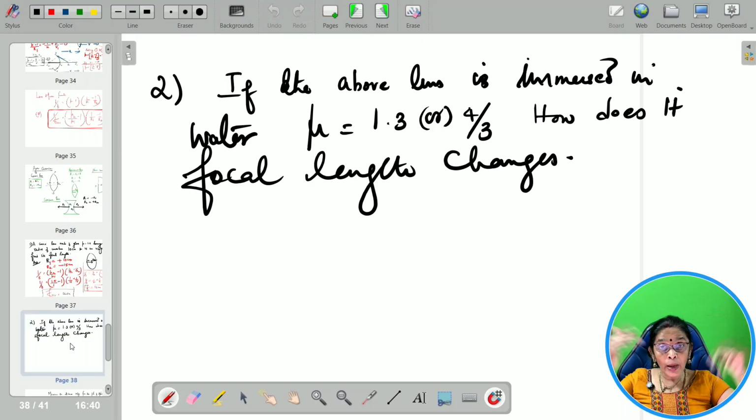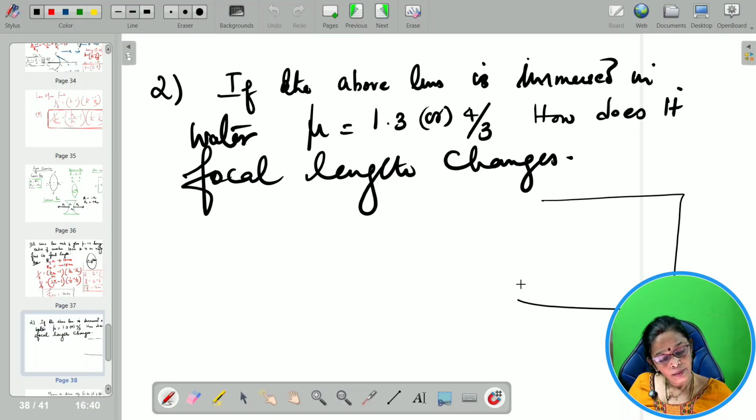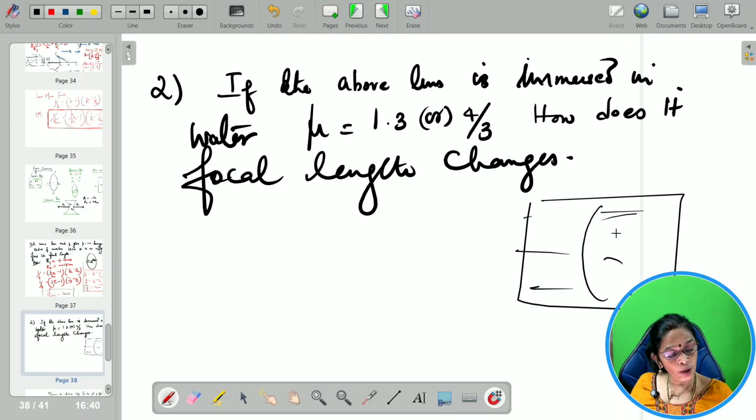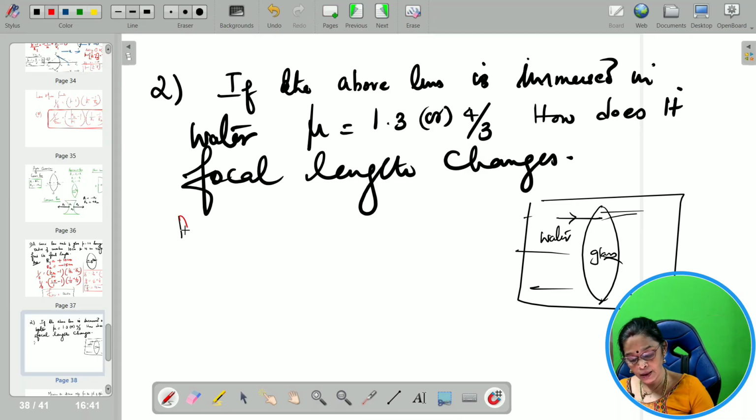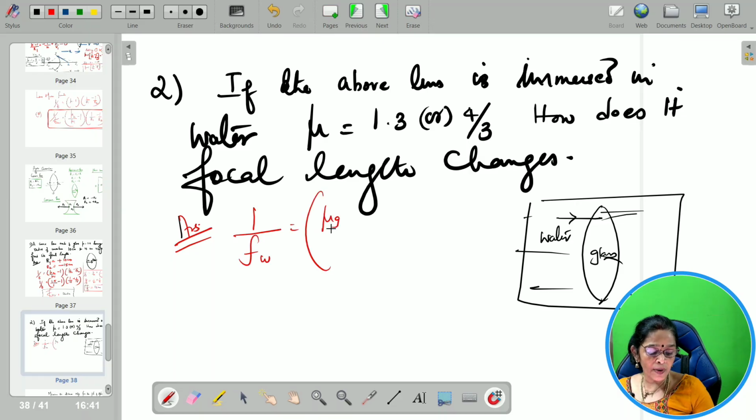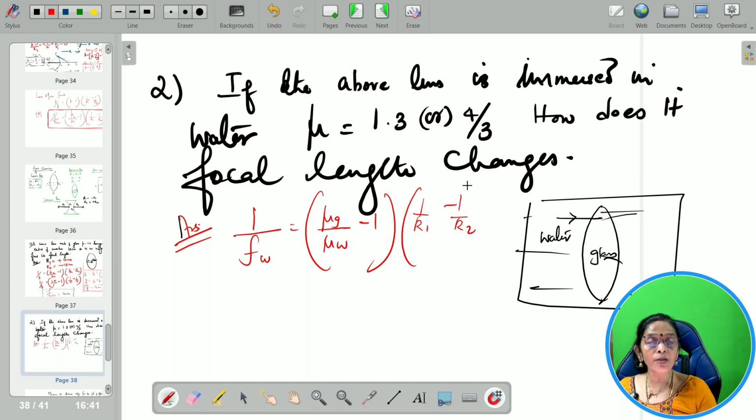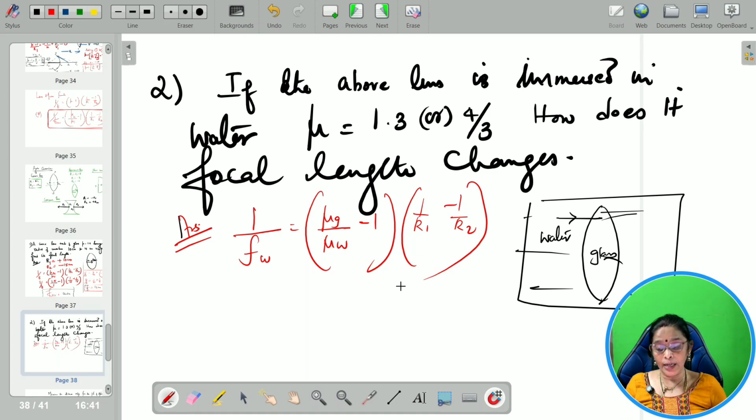What if the above lens is immersed in water? It is fully in water. I am going to immerse this lens. So the ray of light now goes not from air to glass, instead goes from water to glass. So therefore, my answer 1 by f in water is equal to mu glass divided by mu water minus 1 into 1 by R1 minus 1 by R2. That is all. I modify the formula, the equation. Same formula, but only thing, mu glass by mu air I have to write, but instead I am writing mu glass by mu water. Very easy, children. You can substitute now, I get the answer.